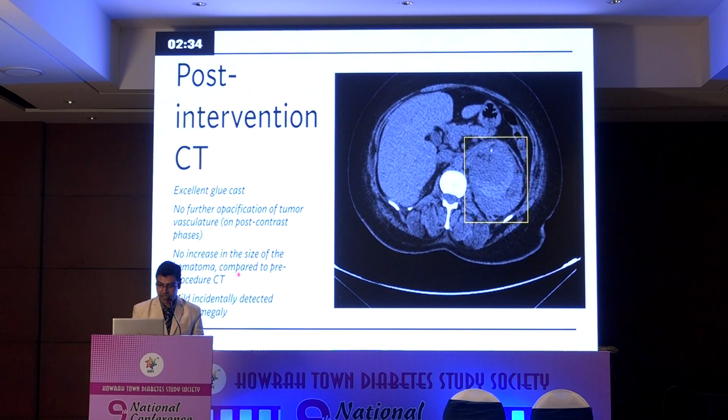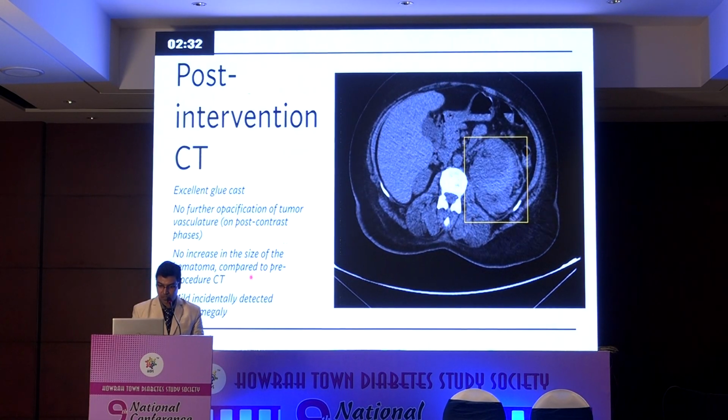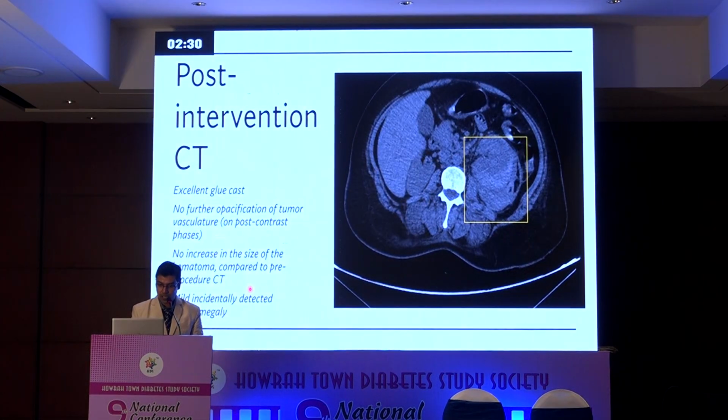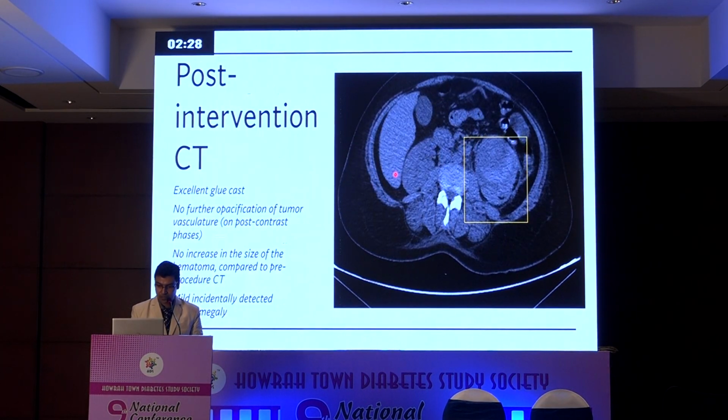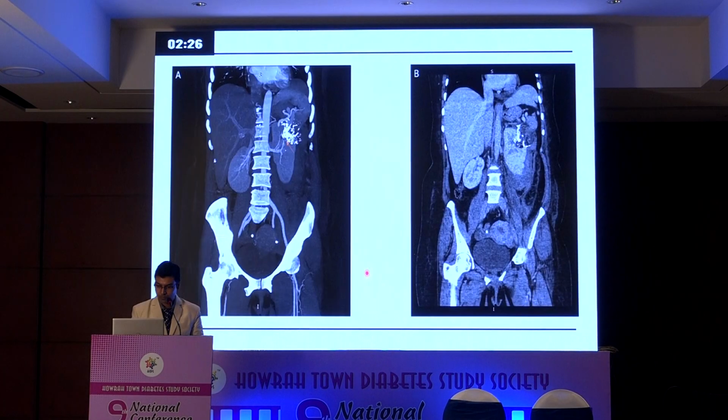There was no increase in size of the perinephric hematoma compared to the pre-procedure CT, and there was mild incidentally detected hepatomegaly. These are post-embolization images which show no further opacification of the tumor vasculature on arterial phase, and there is an abrupt cutoff of the second upper polar branch as indicated by the orange arrow. The venous phase image shows normal enhancement of the rest of the kidney. This is consistent with the nephron sparing effect.